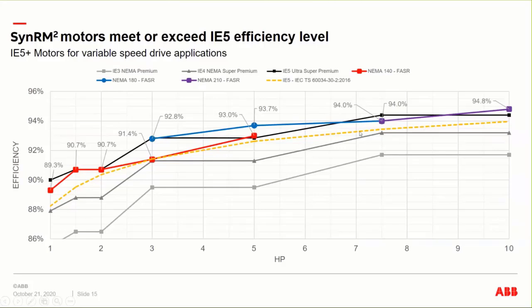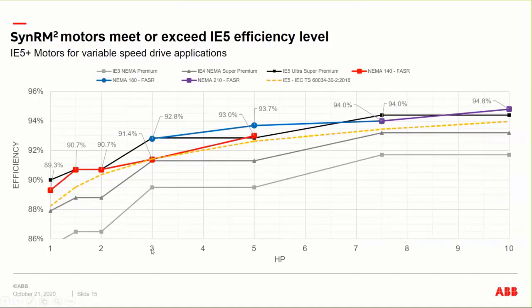So that's the efficiency when you're running on a drive, and you can see we're well above that. So that's why we sometimes say IE5 plus, because in most cases we're not right at IE5, we're actually well above it. Now, why you see two different efficiencies here, again, that's the power density.